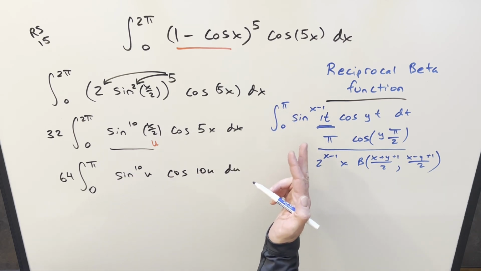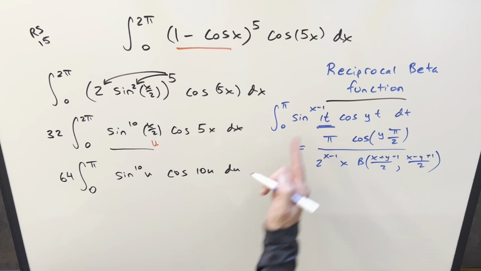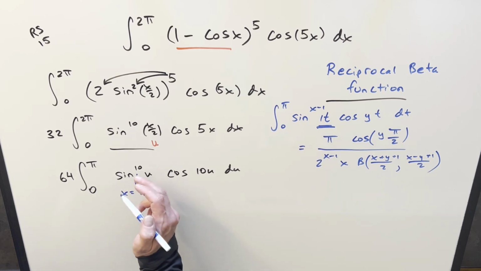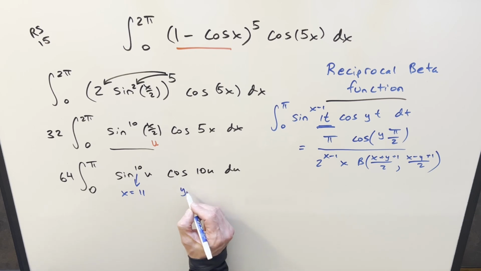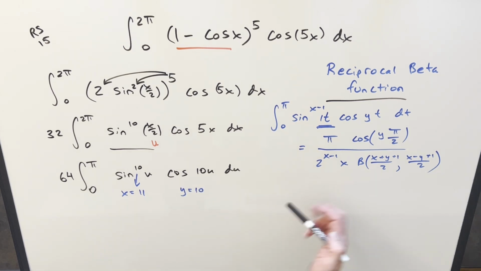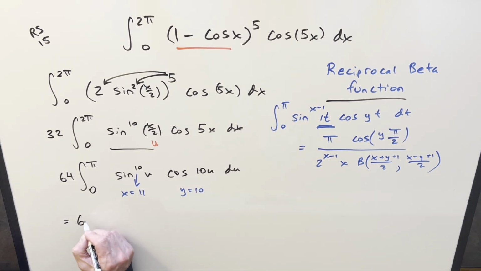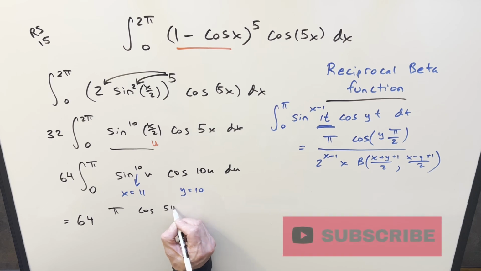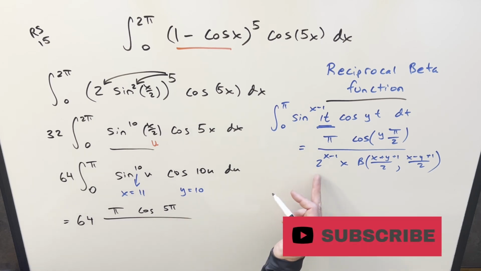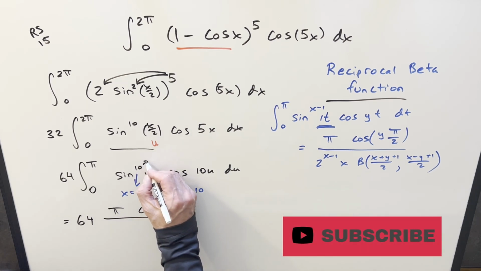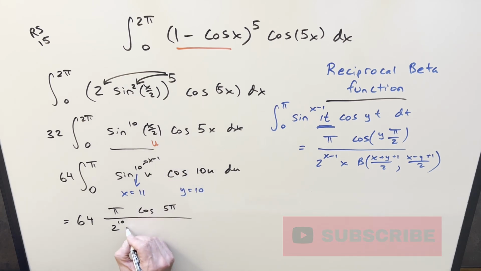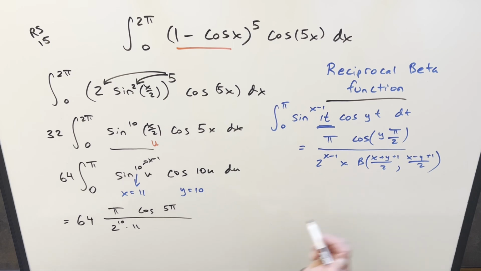Matching up with this format, they have the exponent here as x minus 1. So our x value in our problem is going to be 11 in order to get back to 10. And here the y value is going to be just 10. So what I can do is just go to the formula and plug in. We still have 64 in front. Pi, cosine of 10 pi over 2, that's just going to be 5 pi. We can reduce it later. And then here, 2 to the x minus 1, that's just going to be 2 to the 10, times x, which is 11. And then we have the beta function here.